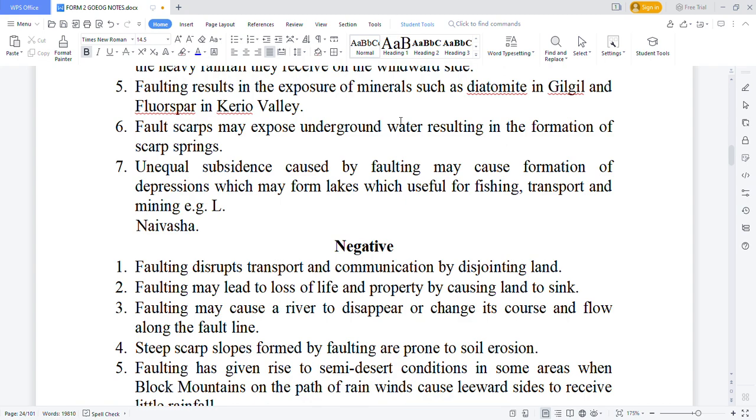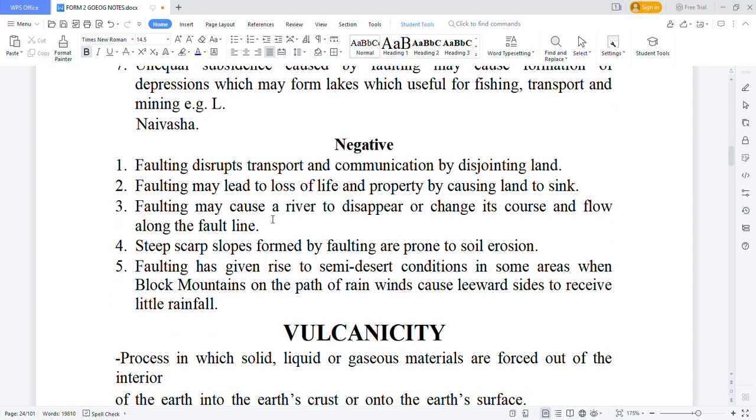Number 7. Unequal subsidence caused by faulting may cause formation of depressions, which may form lakes, which are useful for fishing, transport, and mining, e.g. Lake Naivasha. Those were the positive effects of faulting. So let's look at the negative effects. What are the negative effects of faulting?